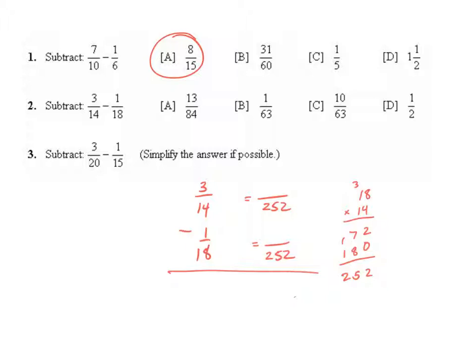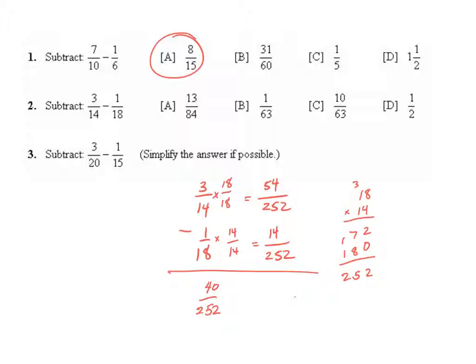To make my equivalent fractions, I'm going to multiply 3/14 by 18 over 18, and that gives me 54 over 252. And then I'm going to multiply 1/18 by 14 over 14, which gives me 14 over 252. This is a subtraction problem, so I'm going to do 54 minus 14, which is 40 over 252.